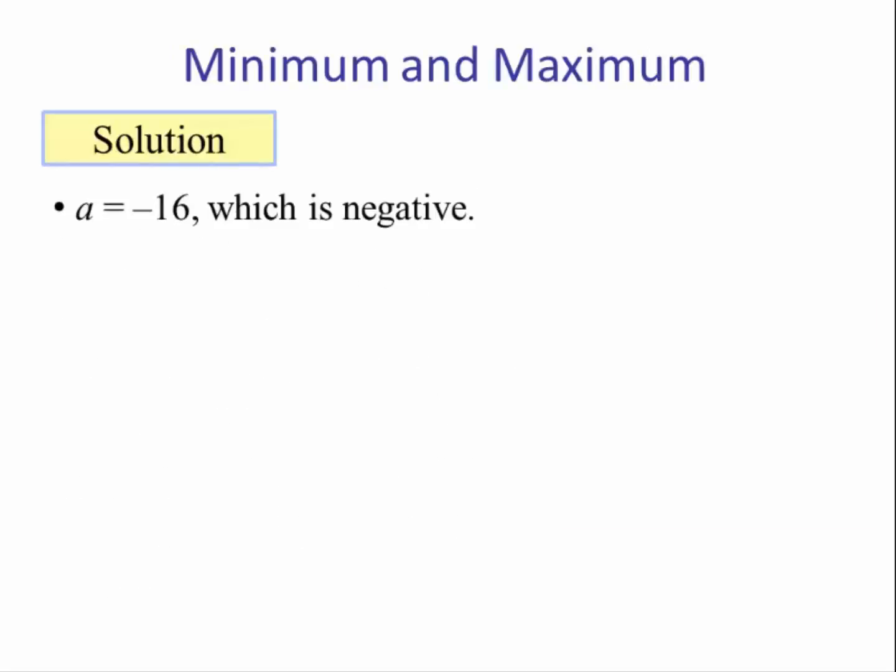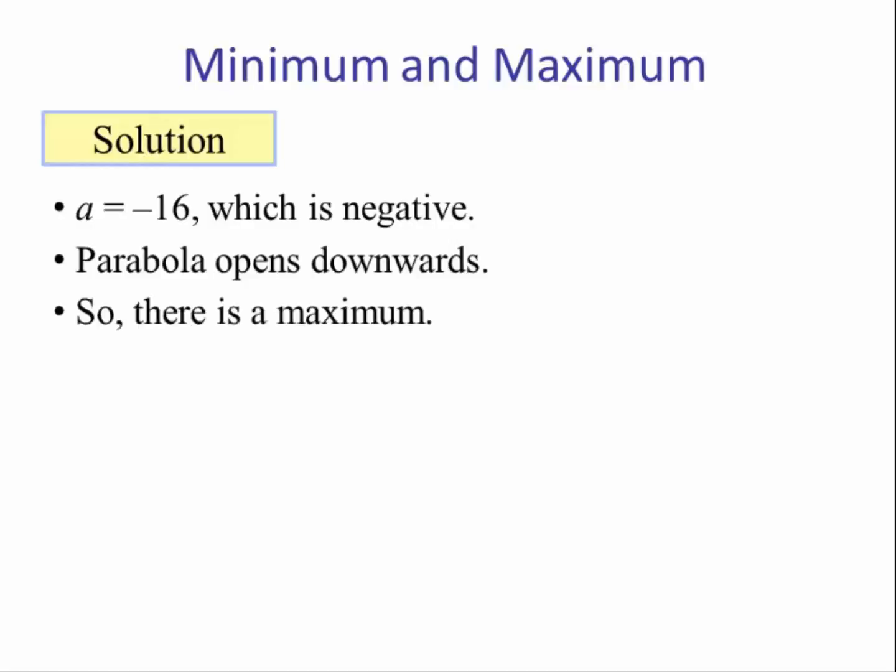a equals negative 16, which is negative. Therefore, the parabola opens downward, so there is a maximum value. The t-coordinate for the vertex is negative 200 divided by 2 times negative 16, which is a positive 6.25. So this means that 6.25 seconds after the fireworks is shot, it will reach its maximum height.